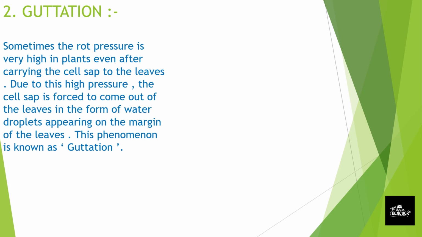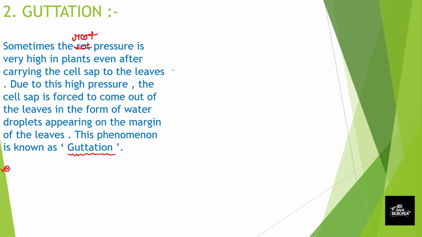Let us have a look into the definition first, and then we will understand it with the help of the diagram. What does the definition say? Sometimes the root pressure is very high in plants. This was supposed to be root. Sorry about the error though. Sometimes the root pressure is very high in plants even after carrying the cell sap to the leaves. Due to the high pressure, the cell sap is forced to come out of the leaves in the form of water droplets appearing on the margin of the leaves. This phenomenon is known as guttation.